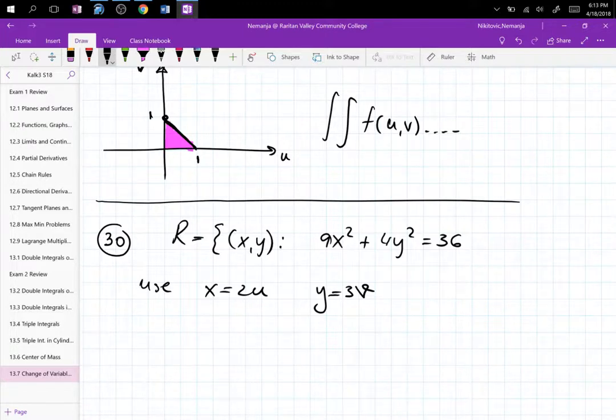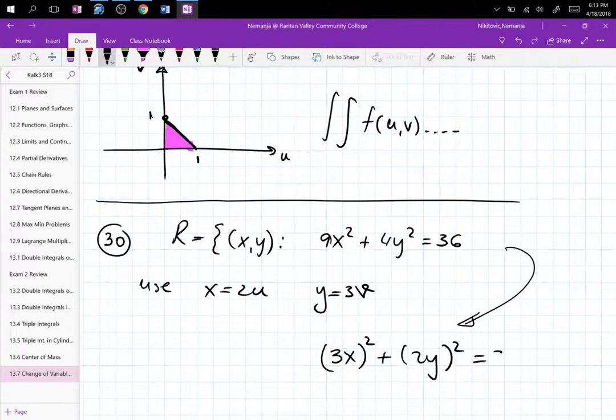So what we are going to do is change this monstrosity into something simple, hopefully, using the transformation. Otherwise we are doomed. All right? So we start from the fact that our coefficients of 9 and 4 are not included in these squares. So I am going to take this equation and rewrite it as 3x everything squared plus 2y everything squared is equal to 36.